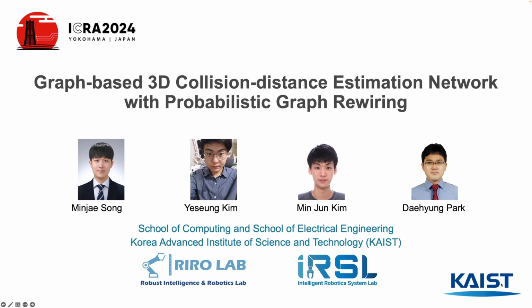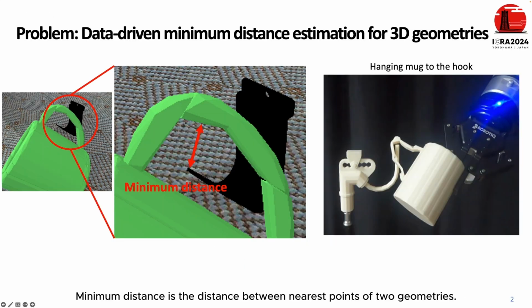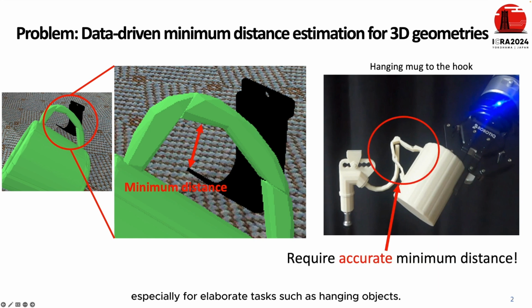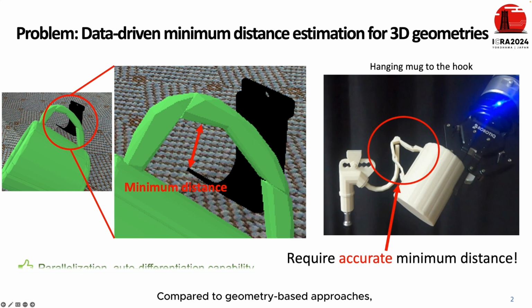Today I'll present a paper named Graph-Based 3D Collision Distance Estimation Network with Probabilistic Graph Rewiring. Minimum distance is the distance between nearest points of two geometries. Acquiring accurate minimum distance is an important problem for safe and efficient robot manipulation, especially for elaborate tasks such as hanging objects.